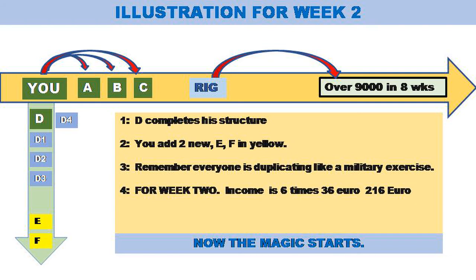Let's continue the illustration and see what happens in week 2. In week 2, D has completed his structure. You can see it down here. And you've added 2 more into the line. This was part of your deal. E and F you've added. Okay, for week 2, just on this minimum effort, the outcome would be €216. So you're making another €216. So you were in profit the first week, now you've made more money in the second week.